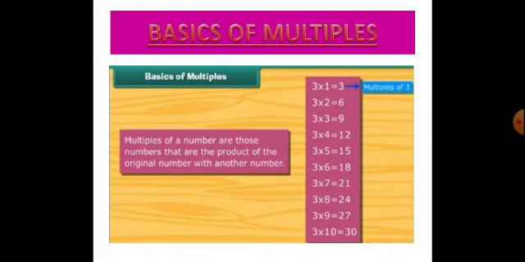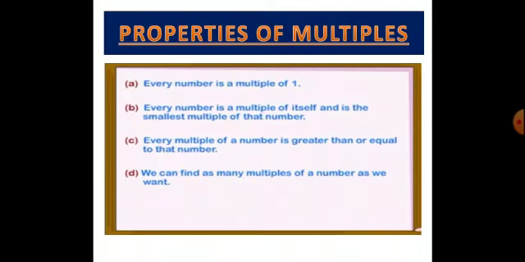Now multiples. What are multiples? Multiples of a number are those numbers that are the product of the original number with another number. For example, let's take the table of 3. So the multiples of 3 are 3, 6, 9, 12, 15, 18, 21, 24, 27 and 30. All these are multiples of 3. Now let's understand the properties of multiples one by one.